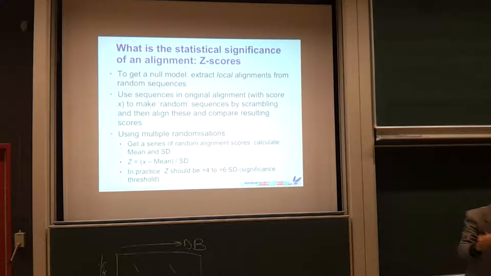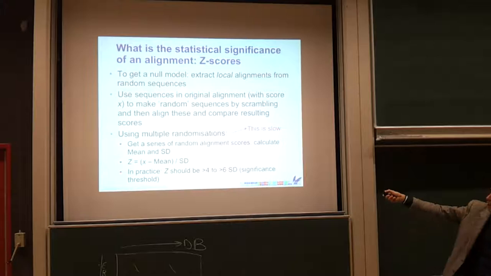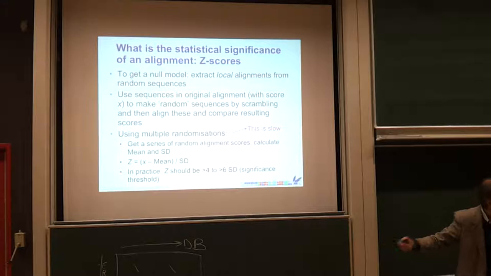You align them and get 1,000 alignment scores, so you have the pool of these random scores. You calculate the mean value of those, and then you can calculate the so-called z-score, which is how far your score X, your original alignment score, is over or under the mean. And of course, how much time does this take? You have one alignment calculated, now you have 1,000 randomized sequences, so you calculate 1,000 alignments to be able to do this. So this slows things down quite considerably, and that is the reason why database searching programs don't do this. It's too slow.